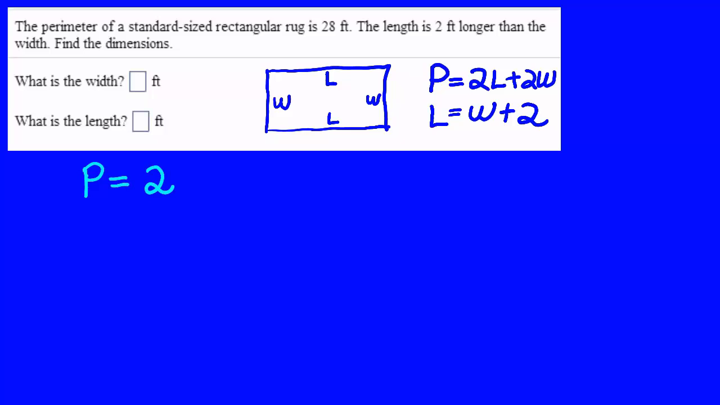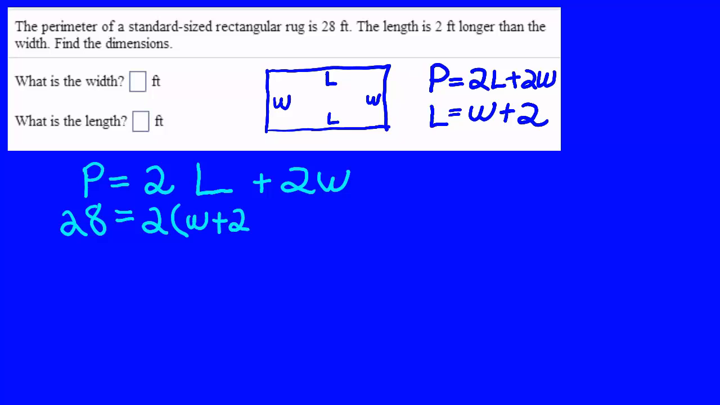P equals 2L plus 2W, but remember that L is W plus 2 and the perimeter is 28 feet. So we'll say 28 equals 2 times parentheses W plus 2, that's what the length equals, and then add another 2W. So we've stuck with the formula.